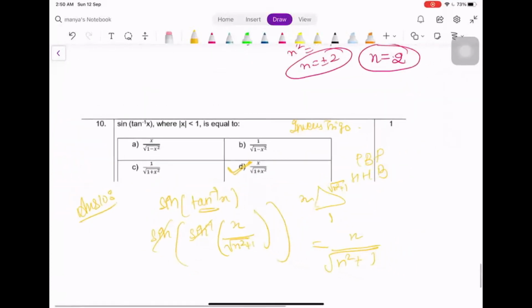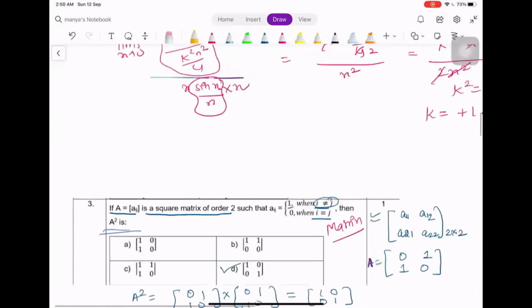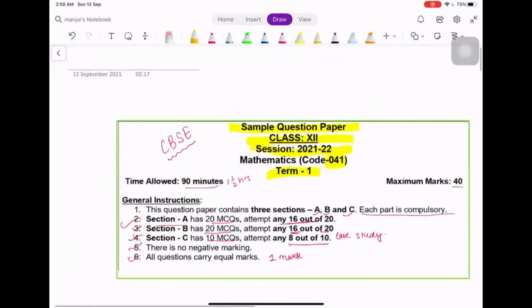So we have solved the 10 questions of this sample paper. So let's meet in the next part of solving this sample paper.